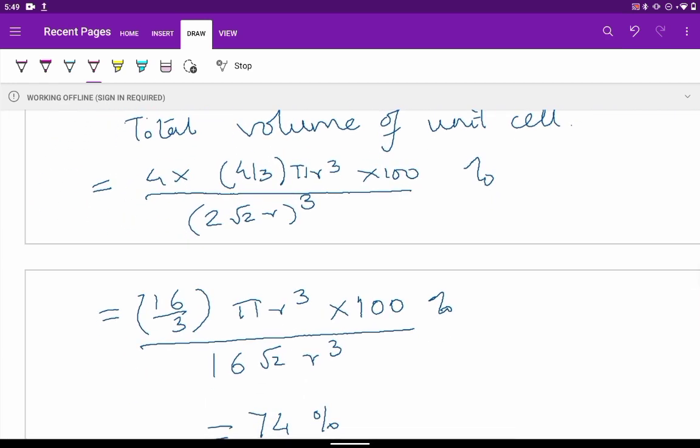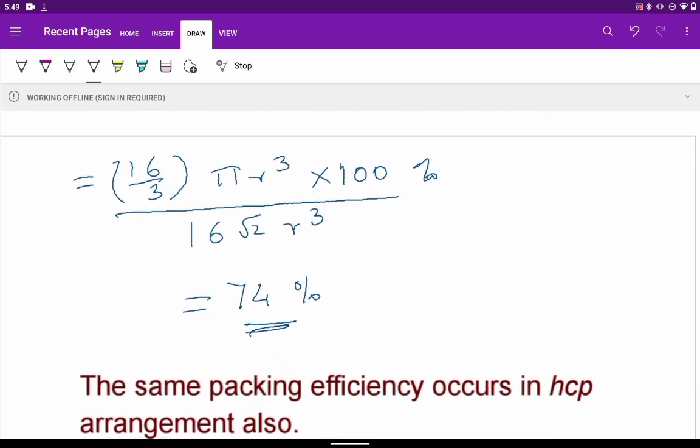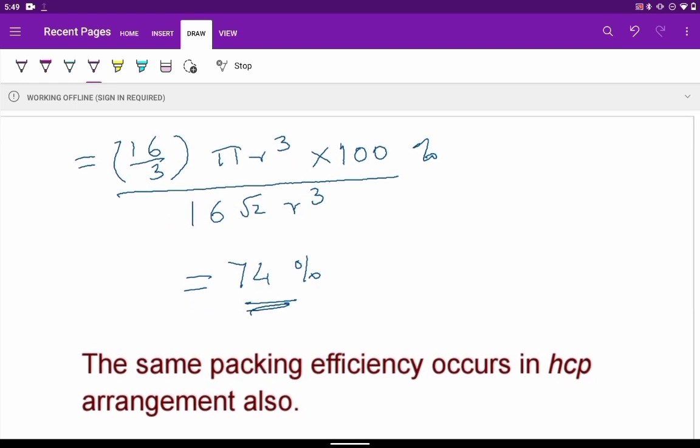On calculation, 4 into 4 by 3 pi r cube, 4 4s are 16, so it is 16 by 3 pi r cube into 100 by 2 root 2 r whole cube, so it becomes 16 root 2 pi by... percent. On calculation it comes out to be 74%. The same packing efficiency occurs in the HCP arrangement also.